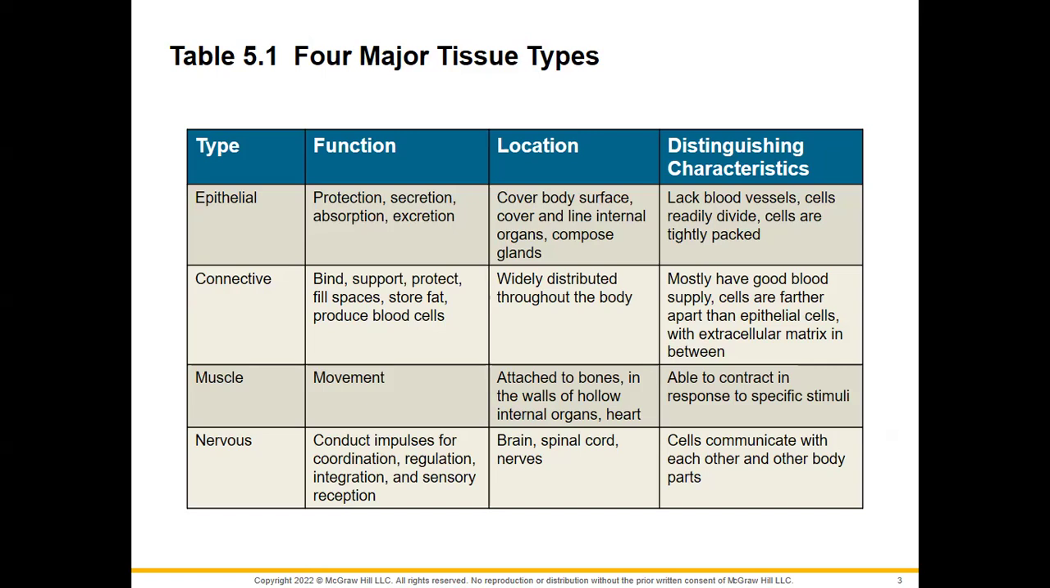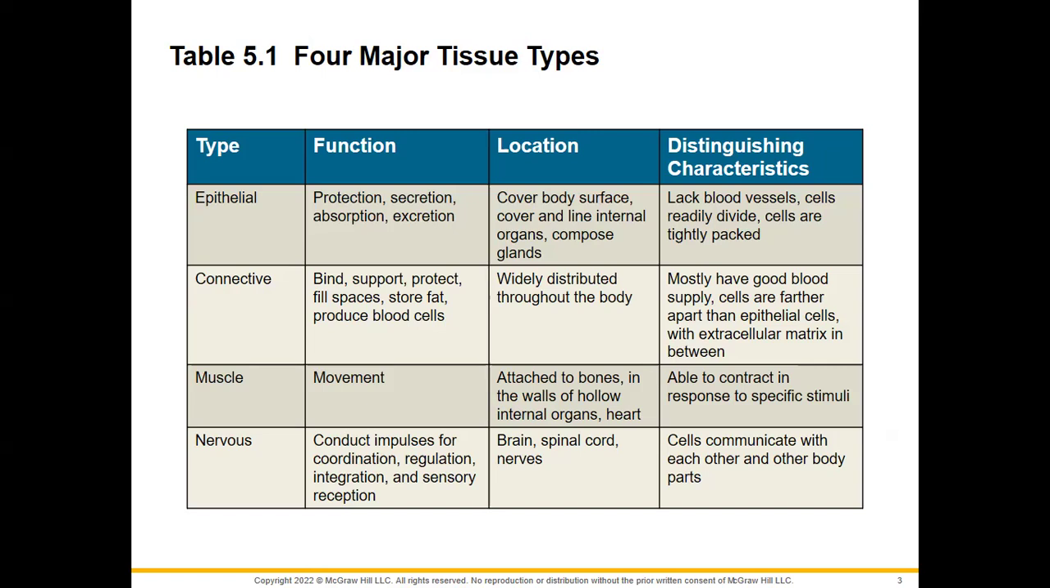The next type of tissue we see is connective tissue. Connective tissue is a tissue that connects. So when it says binds, that's what it means. It brings other types of tissues together. It's supportive. You'll find connective tissue underneath or in between different types of tissue to help support it. Connective tissues are protective. They fill spaces. Your fat storage, your adipose tissue, is a type of connective tissue. And then it produces blood cells.